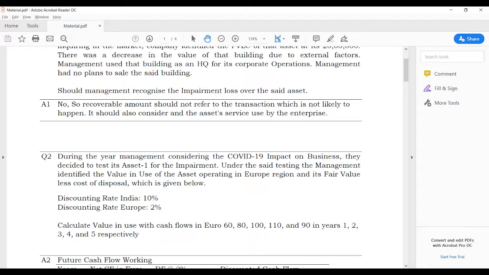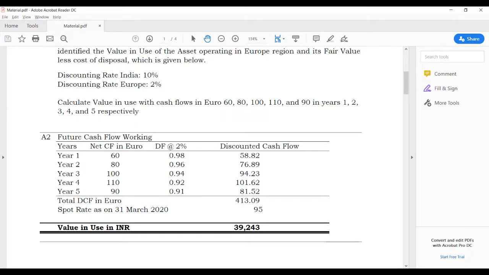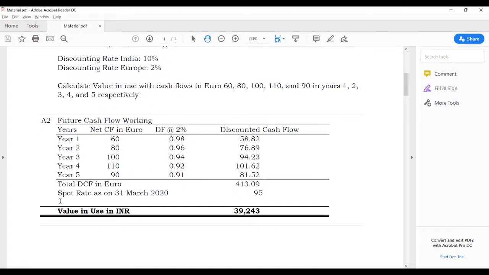And the discounting rates in India and Europe are different. What I can do is I need to first discount the cash flows based on the rate prevailing in Europe. So I'll do the discounting of cash flows with the European rate. Then on the basis of the spot rate available as on 31st March 2020, I need to convert that value into INR. So for example, in this current example, I will derive a discounted cash flow of 413.09 euros as my value in use, but that is in euros. Let's say, for example, hypothetical example, the spot rate on 31st March 2020 for euro to INR is 95. In that case, the value in use in INR will be 39,000.